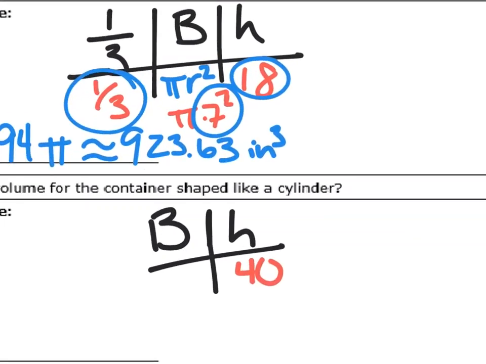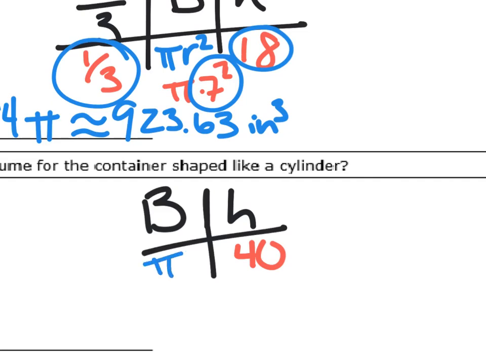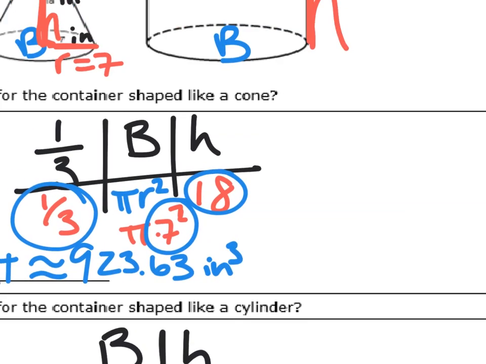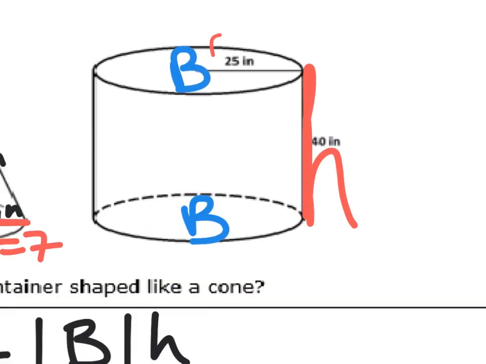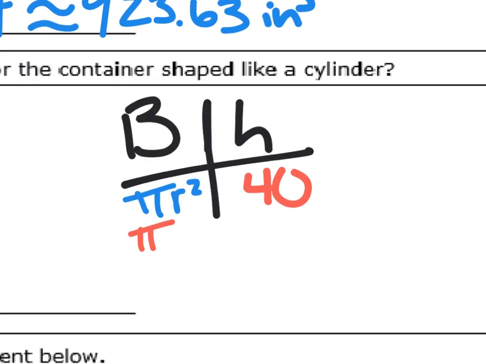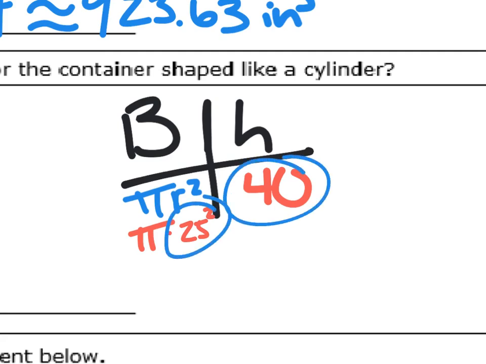Since my base is a circle, just like before, we're going to replace that with pi r squared. Pi is just pi, but r, my radius, looking at my circle, it's just halfway, so my radius is 25. So it's going to be 25 squared. I'm going to multiply my numbers that are not pi, which is 25 squared and 40. Make sure you square that 25. 25 squared times 40 is 2,500 times pi.